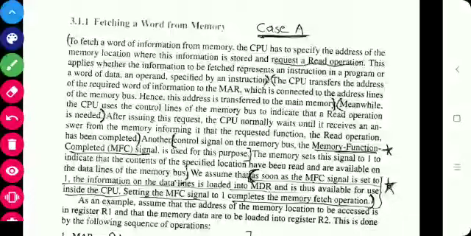In the last lecture, we have seen single bus organization inside the CPU. Today, we will see the functions needed to execute an instruction. Independent of the organization inside the CPU, the functions required to execute an instruction are: first, fetching a word from memory, then storing a word into memory, and performing arithmetic and logical operations.